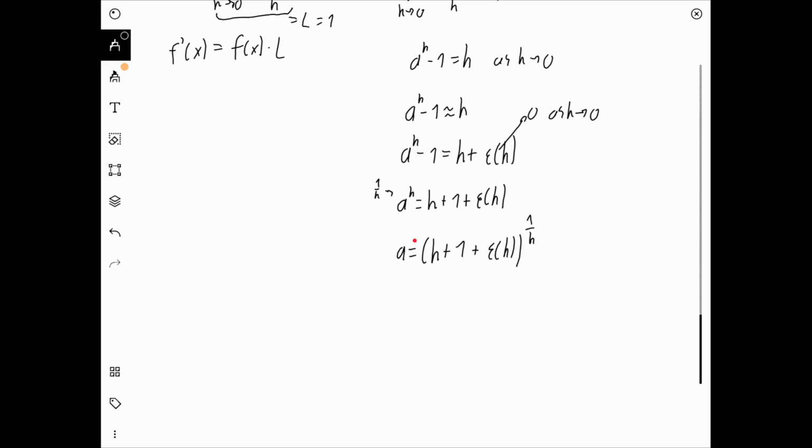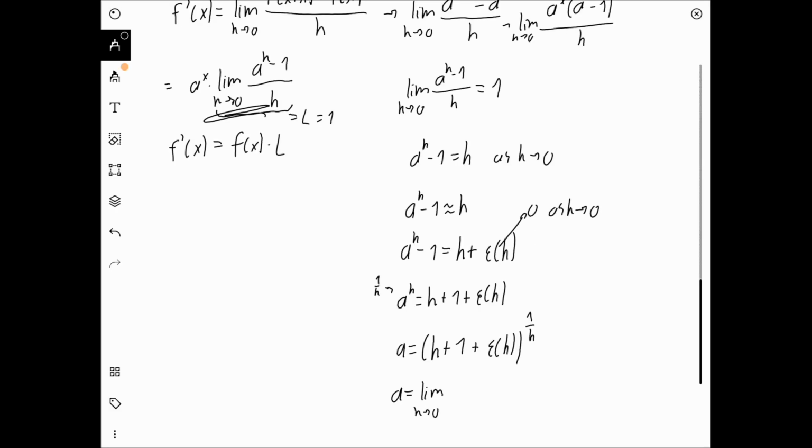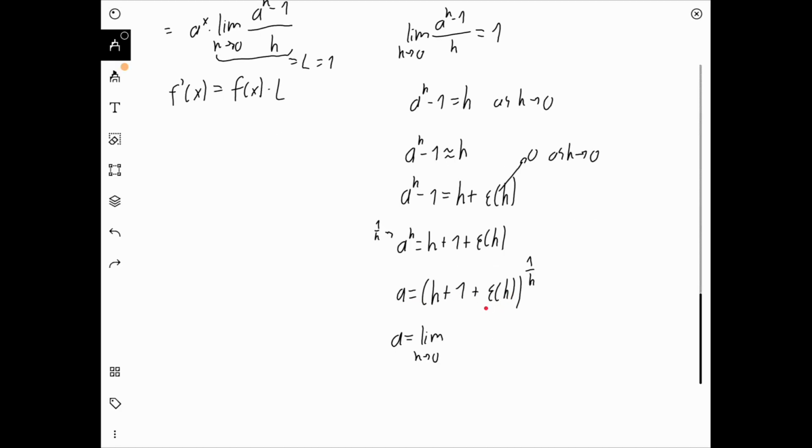Well, we actually get the real value of a when we take the limit as h goes to 0, because in this function, a is defined with the limit as h goes to 0 of this equality over here. This epsilon we said goes to 0. So we get the limit as h goes to 0 of (1 plus h) to the power of 1 over h. That is what a has to equal.